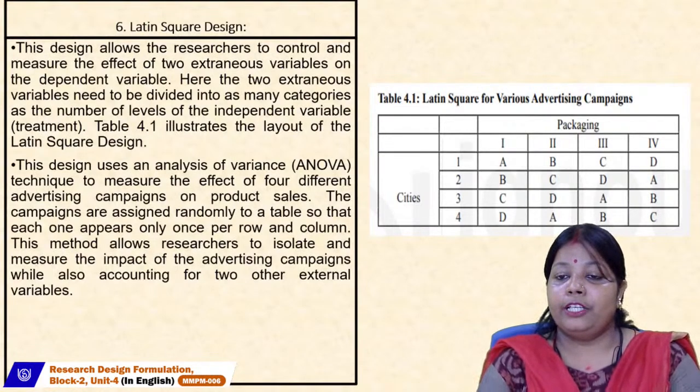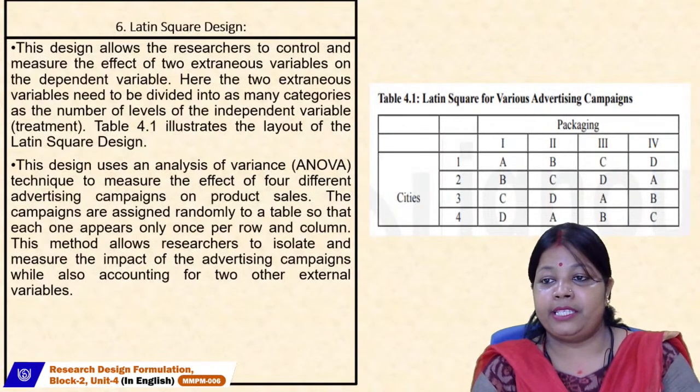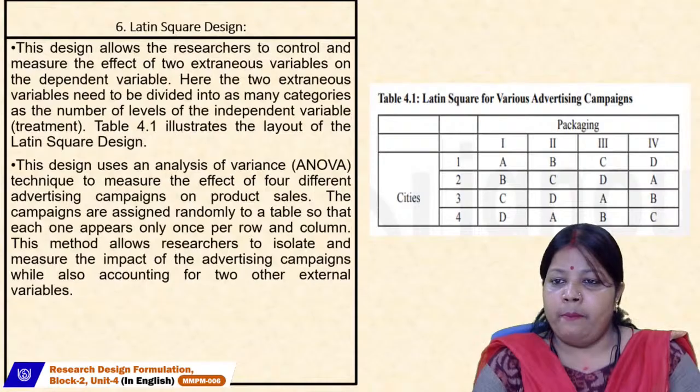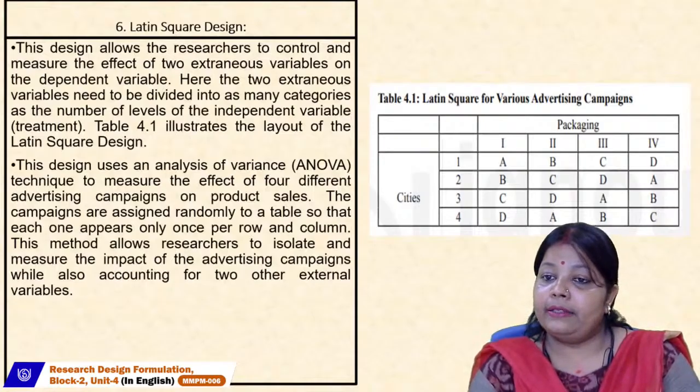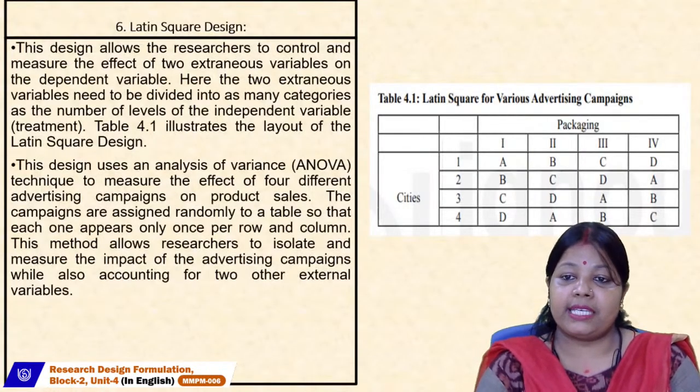We can see here, if you observe the first row, I can find A, B, C, D. Second row, B, C, D, A. But we never find C repeated twice or D repeated thrice. No repetition is there in a row.